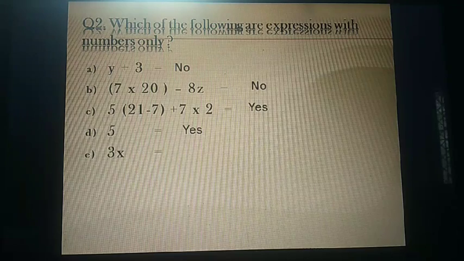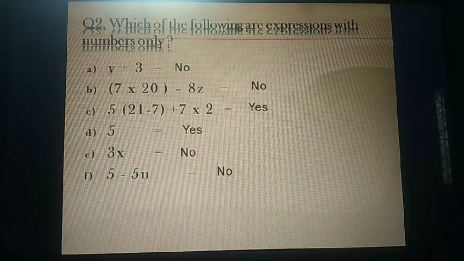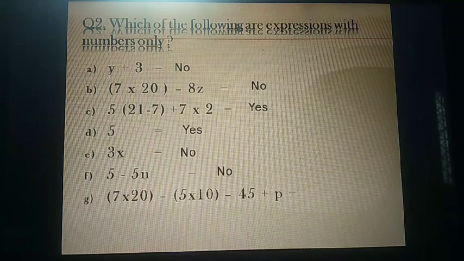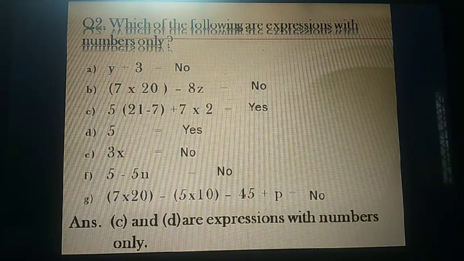In the next one, there is a variable x. So, we will say no. Again, there is a variable n. So, again, we will not consider this. Here there is a variable p, so again we will not consider this. Finally, we can summarize it as C and D are expressions with numbers only.